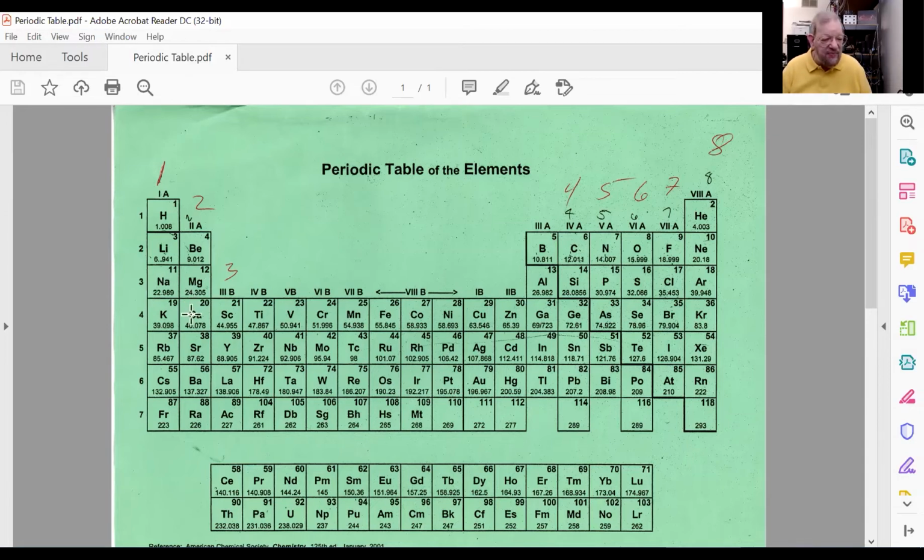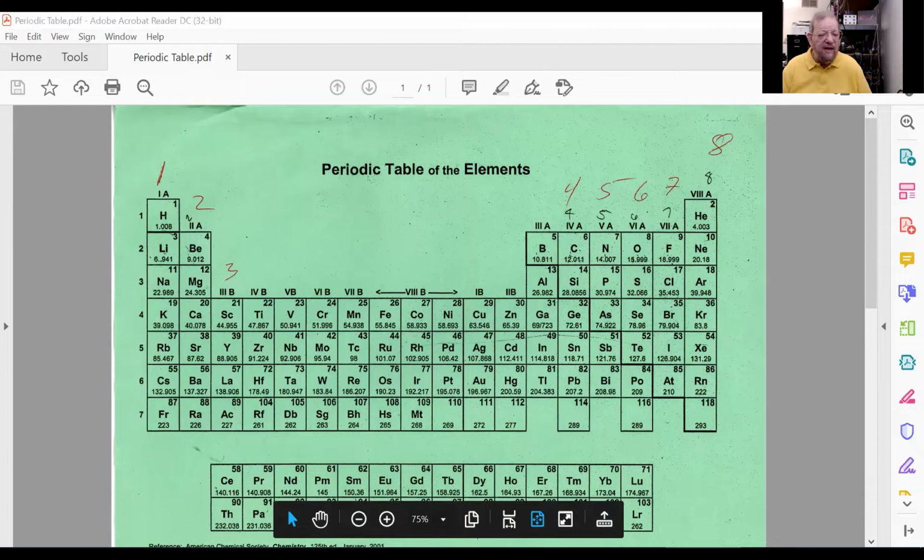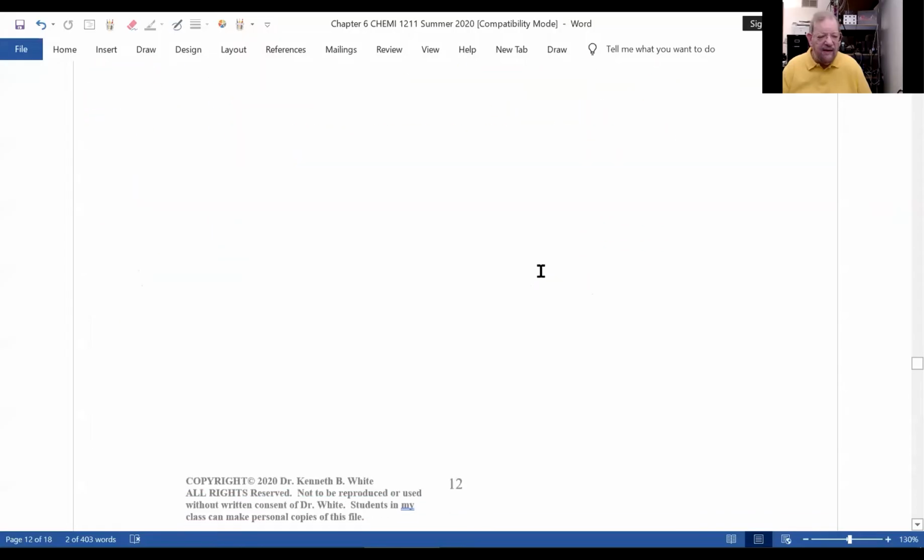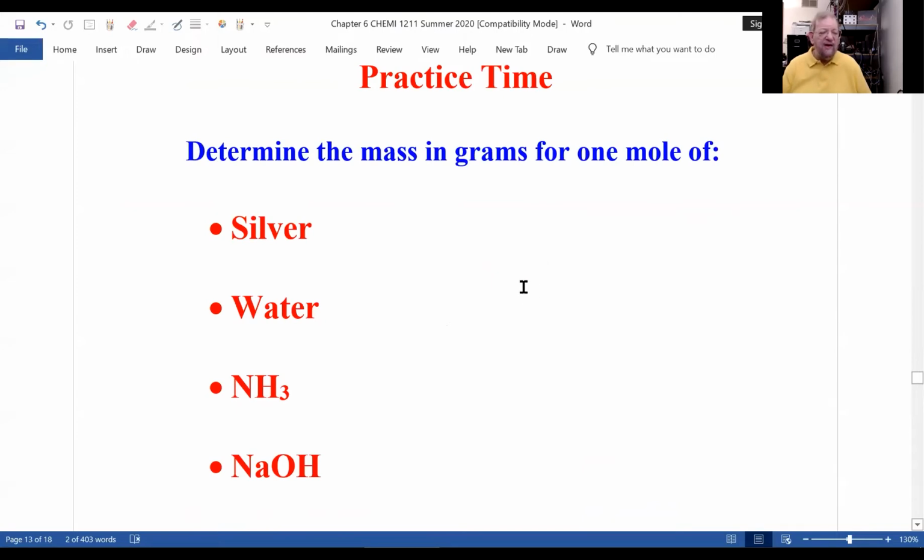For magnesium, that'd be 24.3 grams. What's another one I have? Iron. A mole of iron would be 55.8 grams. And that's one mole of an element equals its atomic weight. Now, determine the mass in grams for one mole. Well, for silver, let's go to the periodic table.